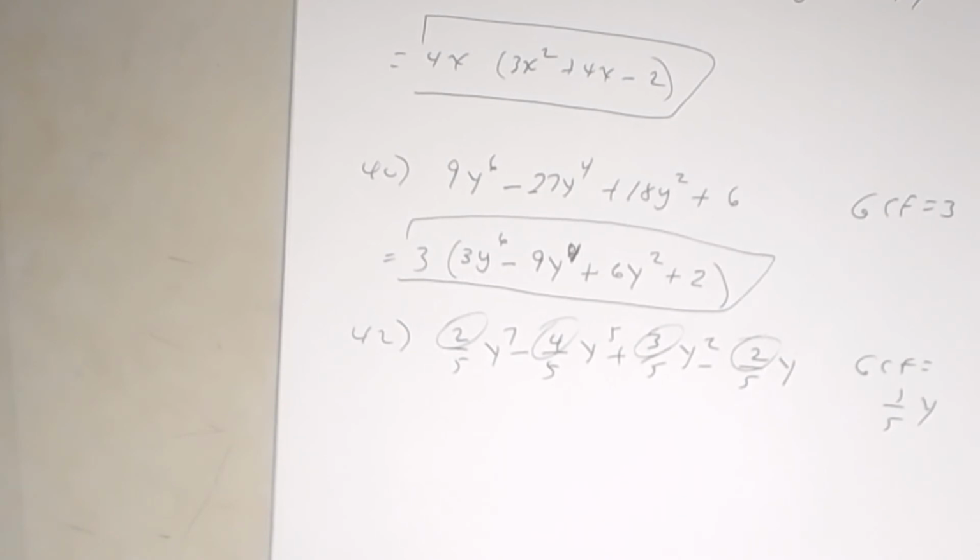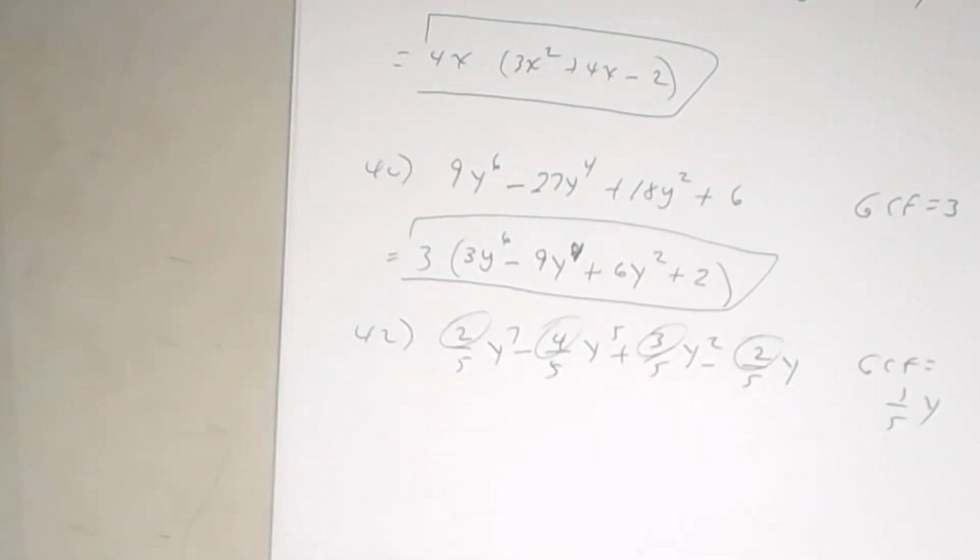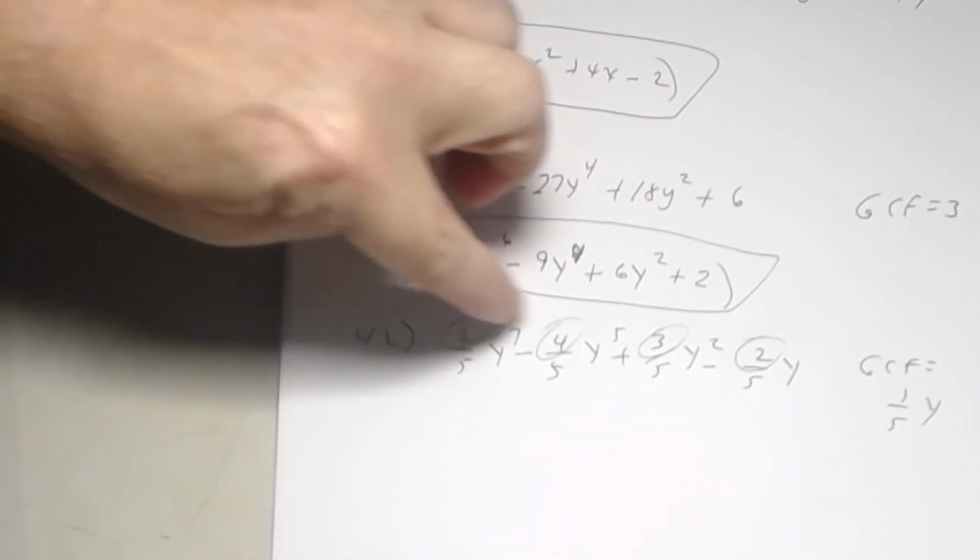So the denominators are the same, it's easy. If they're not the same, which you're not going to be given here, you'd have to find the least common denominator. You have to do that. But it will be the same. So all you have to do is just find the GCF of the numerators.